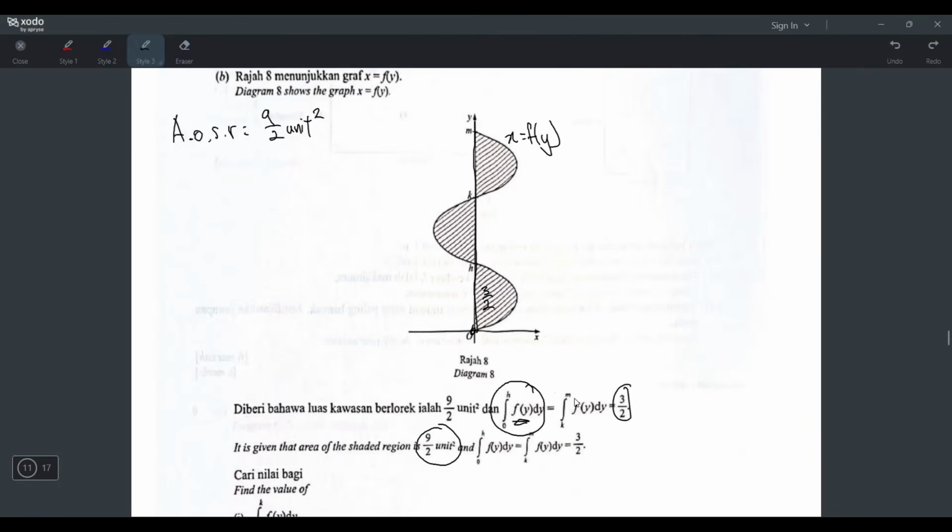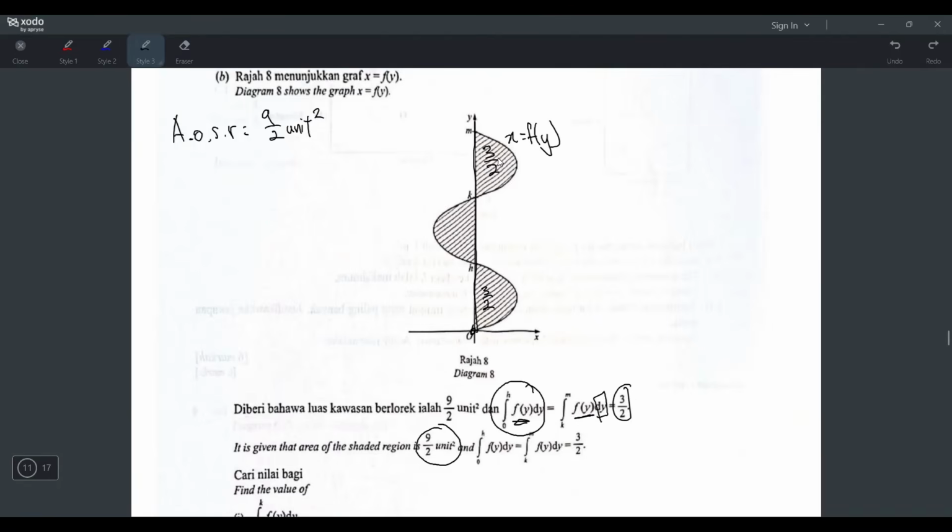So let's find out where this is. Integrate from k to m, same equation f(y), which is the equation of the graph, towards the y-axis dy. So the region is between the curve and the y-axis, but from k to m. So this is the curve, this is k to m. In between is this, so it's 3/2.